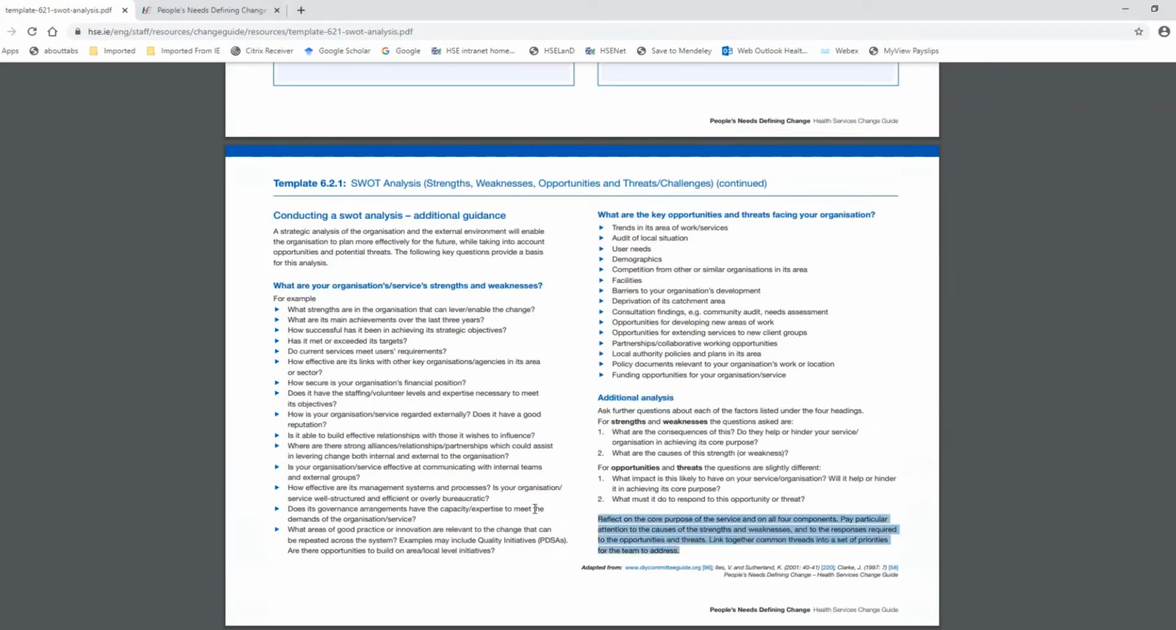Reflect on the core purpose of what the service is about and all four components. Pay particular attention to the causes of the strengths and weaknesses, and to the responses required to the opportunities and threats. Link together common threads into a set of priorities for the team to address.